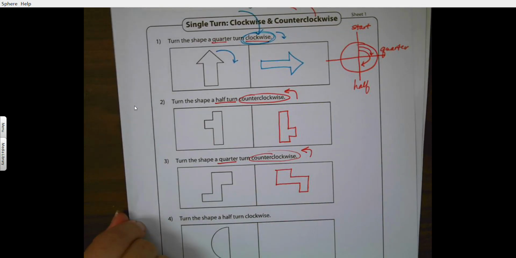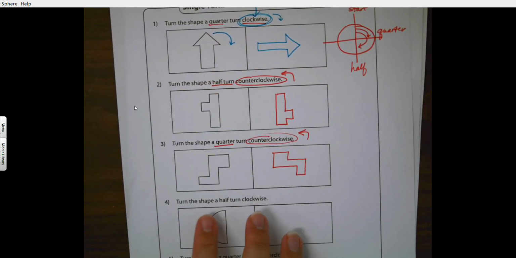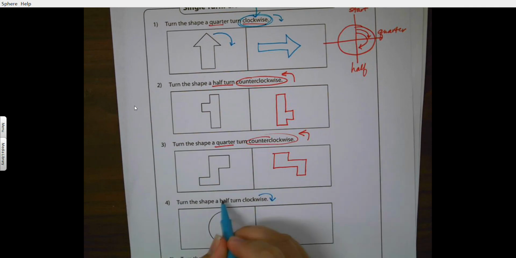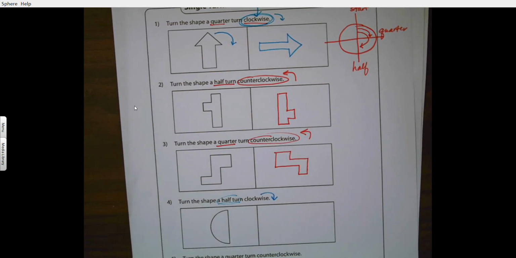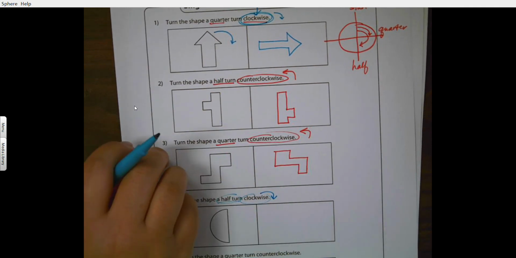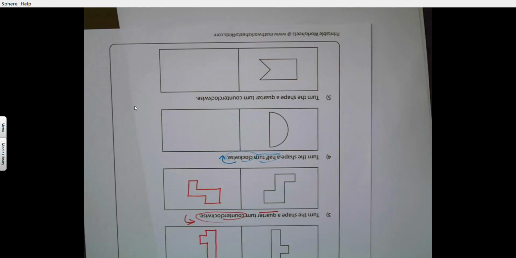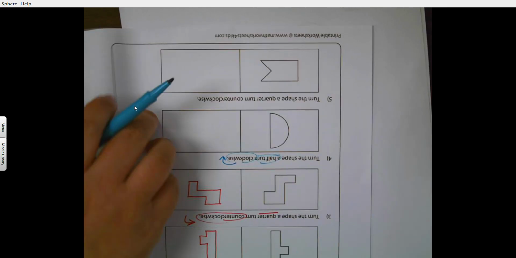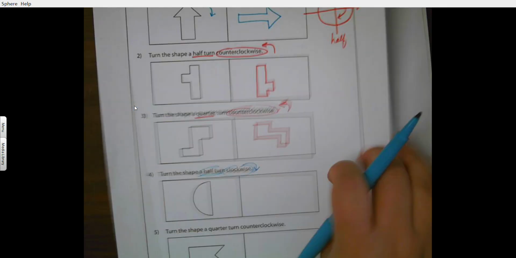Okay, turn the shape, half turn clockwise. Clockwise, half turn. So a half turn clockwise. So visualize, this is what it should look like. Remember that. Draw it.